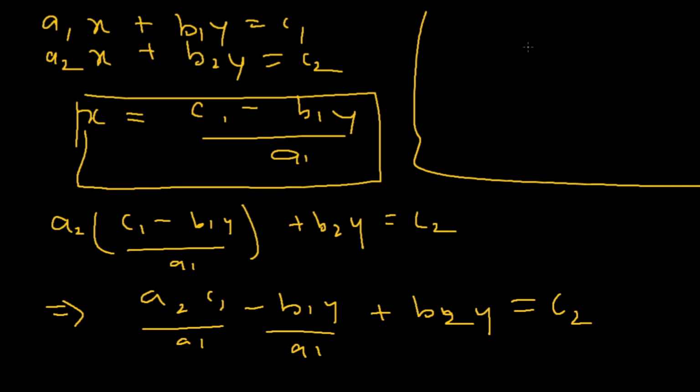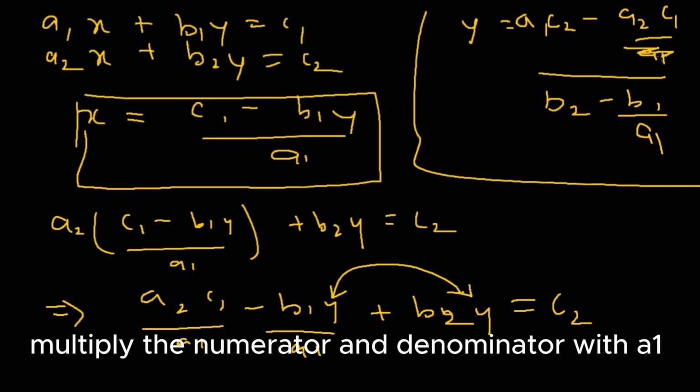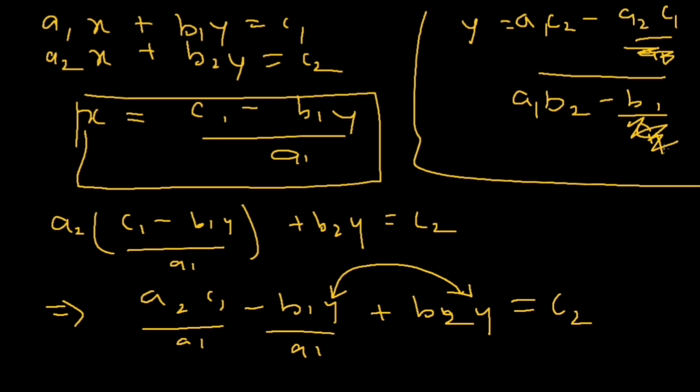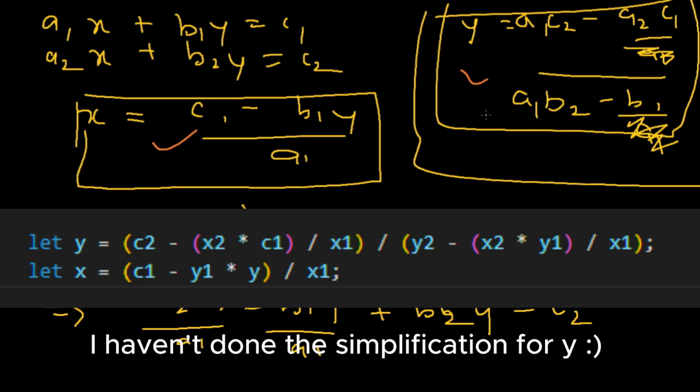So now let's go here. So this makes y equal to c2 minus, we'll take this thing, a2c1 by a1, and we'll take y common between these two. So we'll get b2 minus b1 by a1, and you can simplify this a little more by making this a1c1 and then cancelling this a1b2. So this gets removed, and this is your y and this is your x. So you can substitute these and get your value.